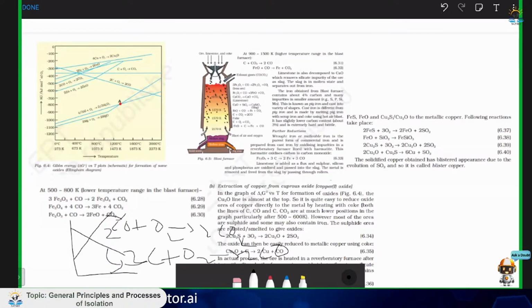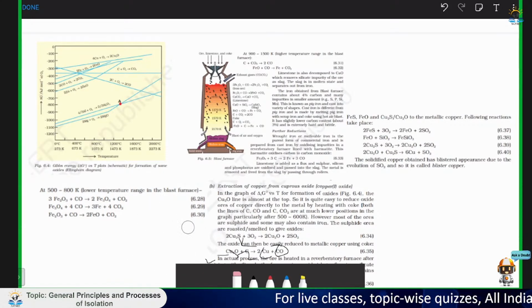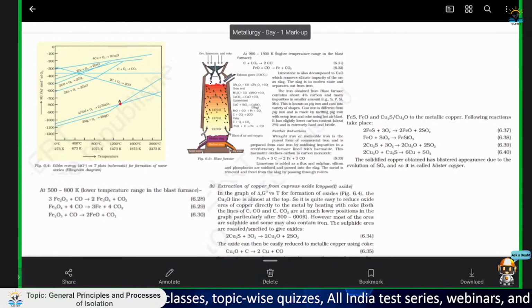That would be your best reducing agent. So at low temperatures CO, at high temperatures, sorry, carbon would be your best reducing agent. Low temperature in the sense, they have given it there. In case of iron, low temperature is 500 to 800 Kelvin, high temperature is 900 to 1500 Kelvin.